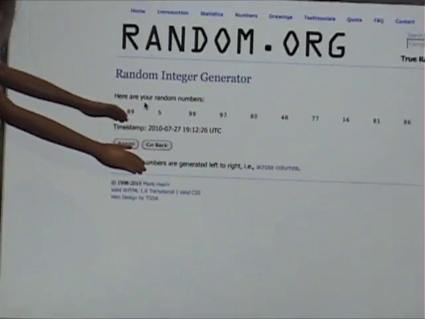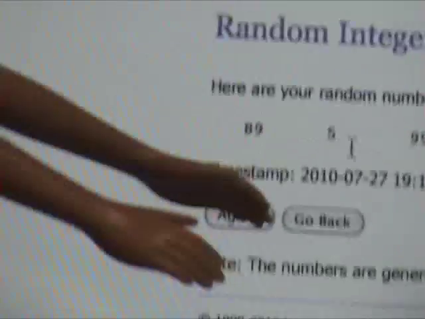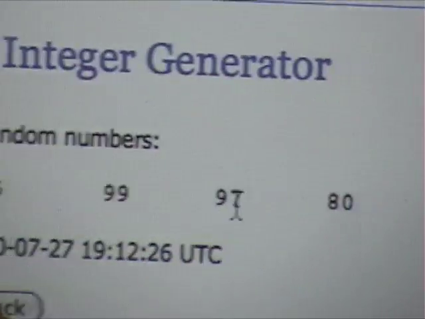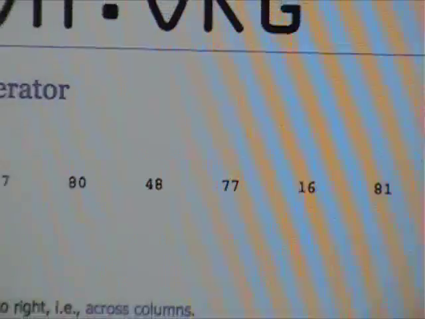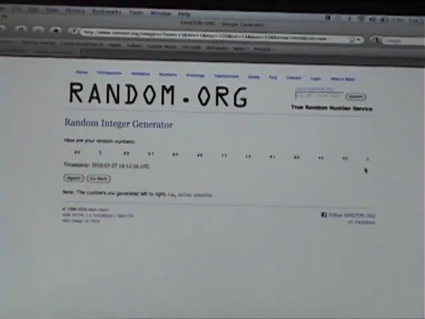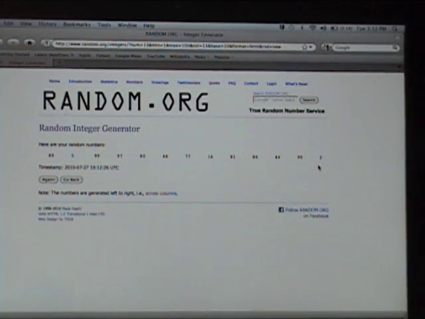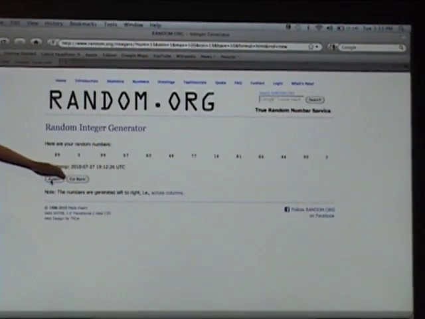So, 89. That's one person showed up. 5. Oh, we have a slacker. 99, 97, 88, 48, 77. Another one did not show up. 81, 86, 44, 90, and 2. Now, we have exactly 3 people who did not show up. Therefore, Mr. Turtle has 10 passengers. Therefore, he is not overbooked. So, good job for Mr. Turtle. And so we shall click again.